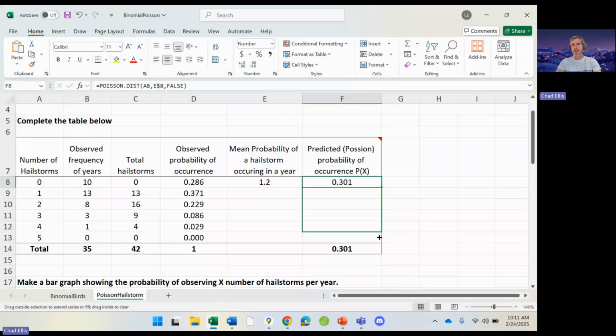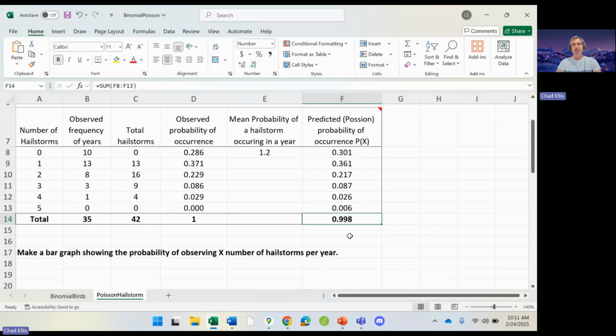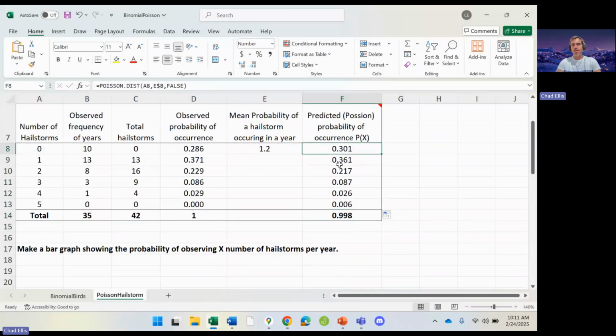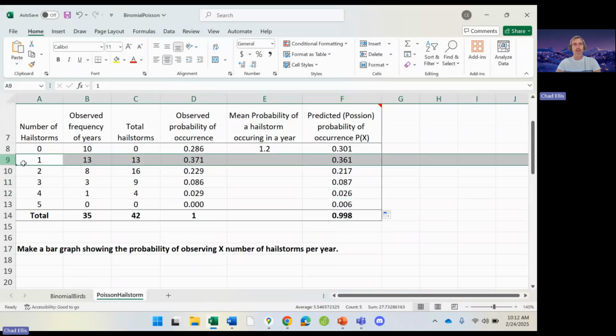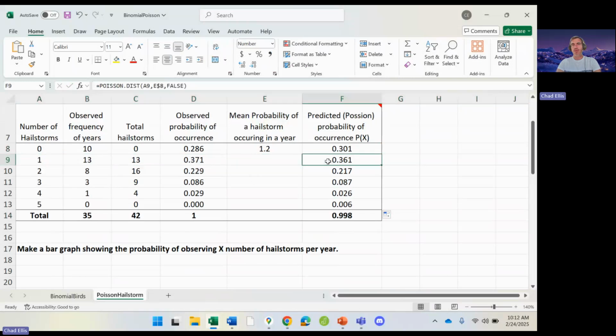So when I drag down now, I can see it almost adds up to 1. It doesn't add up to 1 because there's a bit of some rounding errors there. That's how you determine your Poisson distribution probability. So you can see that in this case, we have the greatest probability of observing 1 hailstorm, which has a probability of 0.361.